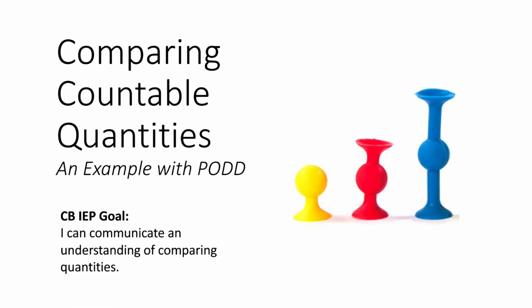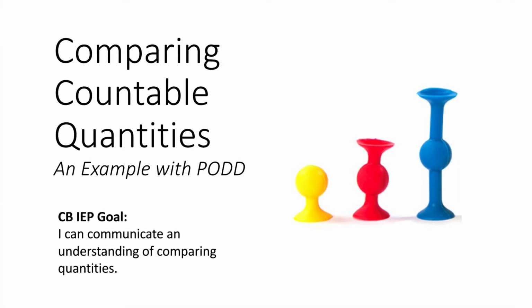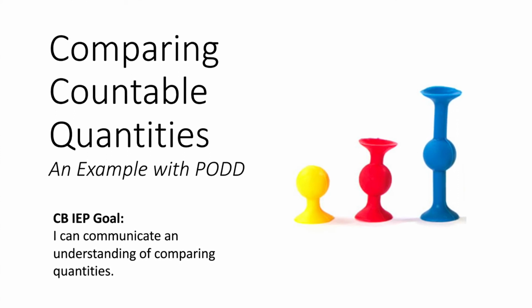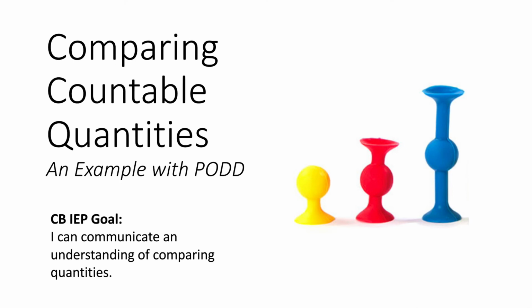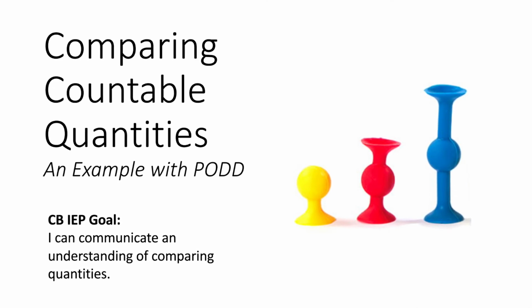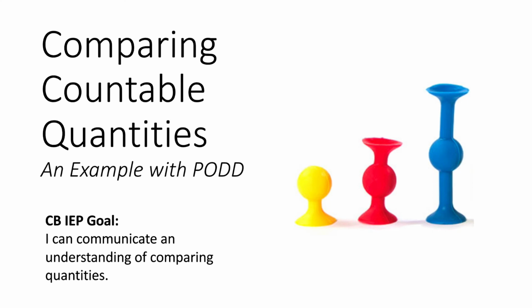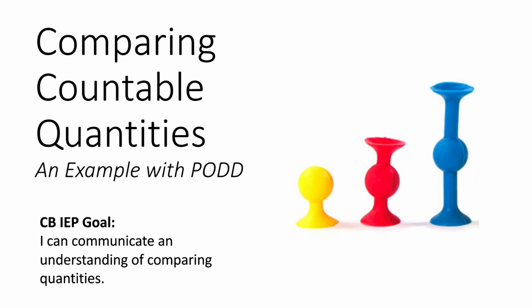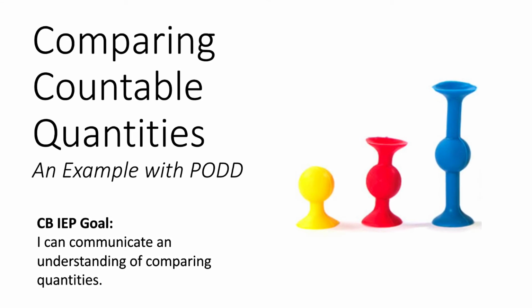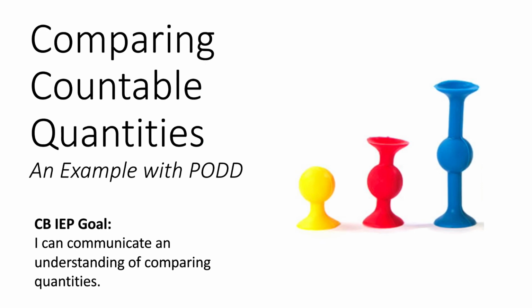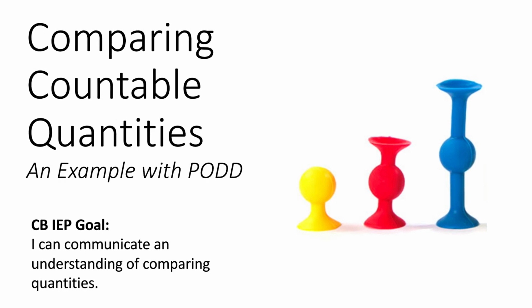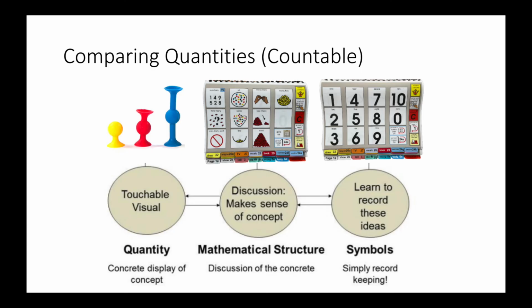So this is a student who loves Squigs, those little suction cups, and they're a great manipulative to use in math, and one that is really accessible to this example student. He can pull them off of things one by one in a way to count the quantities, and so what a great tool to use to be comparing quantities. So his goal in his competency-based CBIEP is, "I can communicate an understanding of comparing quantities." So let's take a look at this goal and this activity.